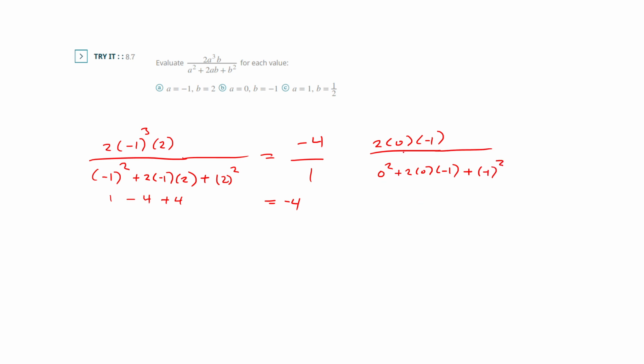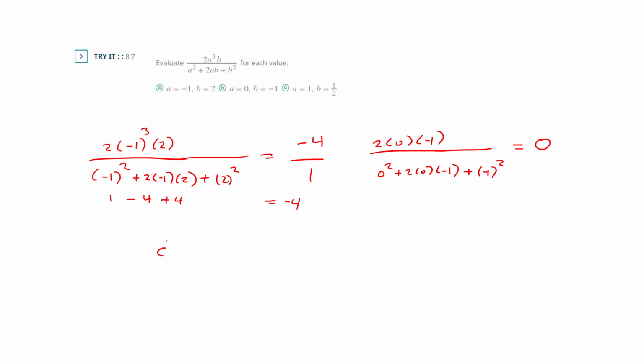Okay, now the reason this one's going to be easy is that I can see right off the bat 2 times 0 times -1. That's all going to be 0. And although the bottom's got a bunch of zeros, these are going to drop out, but this is just going to be a 1. So this is okay. It's not undefined, but it's going to be 0.